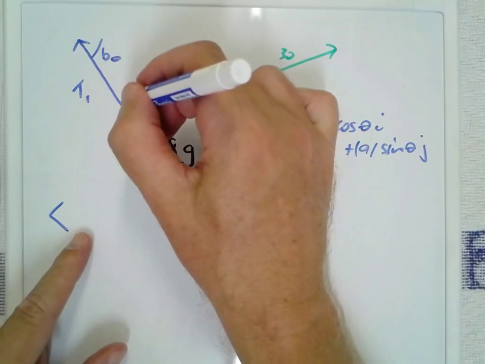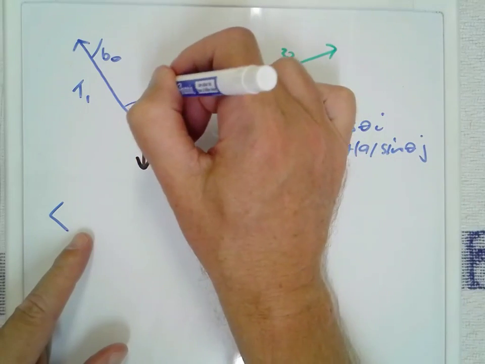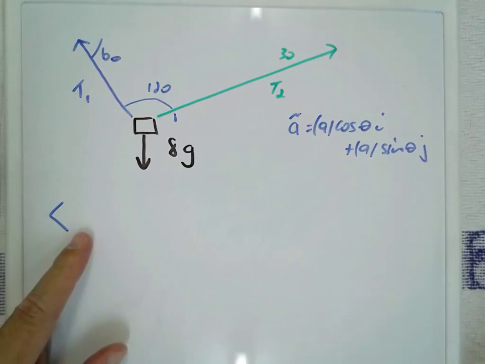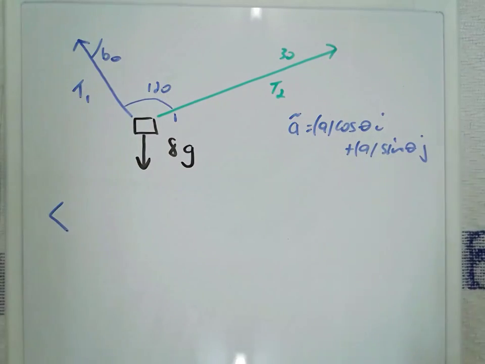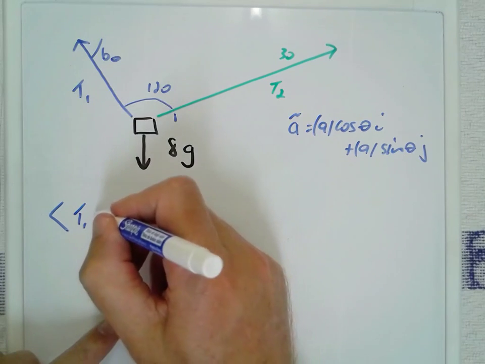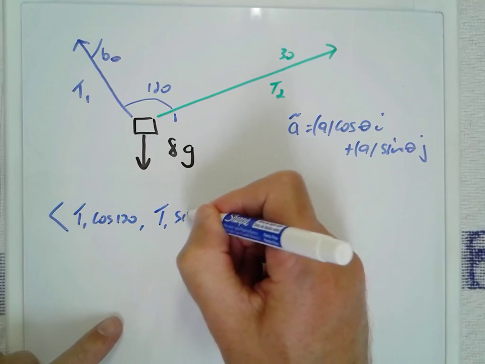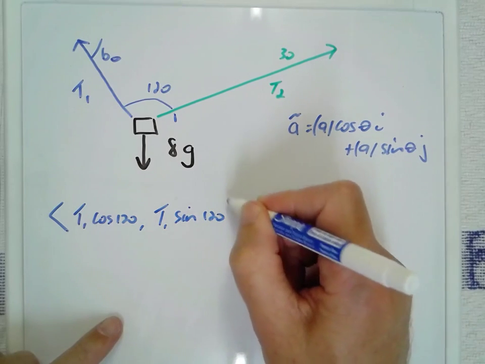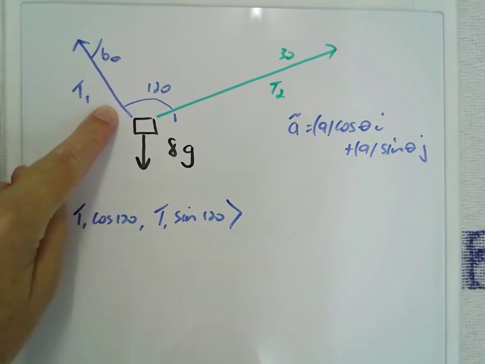We need this angle. We don't want to use our 60, we want our angle to our positive x-axis, so that's 120 degrees, I believe. So when we multiply it, our magnitude of A is our tension, which is unknown, so we just have to leave that as tension 1, cos 120. So that's our first force vector.